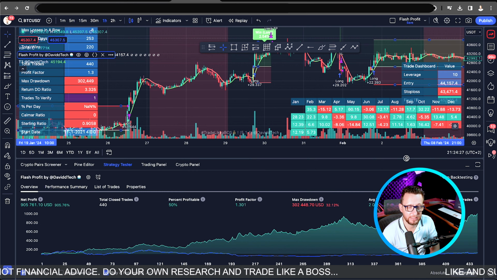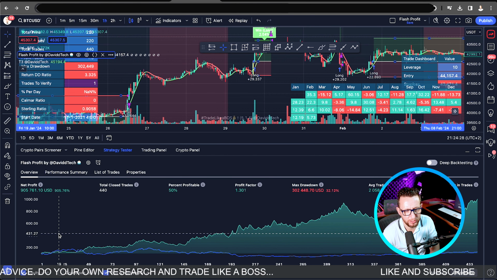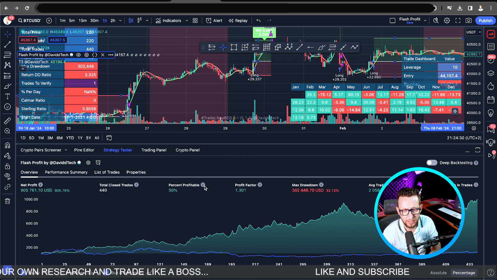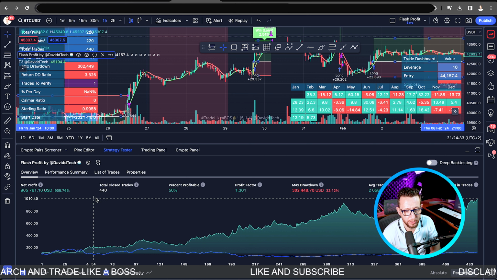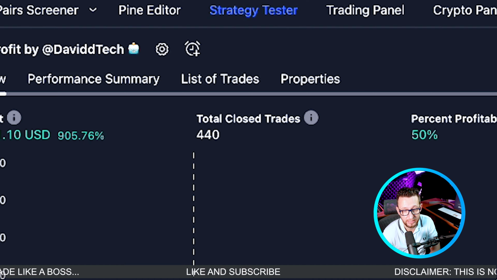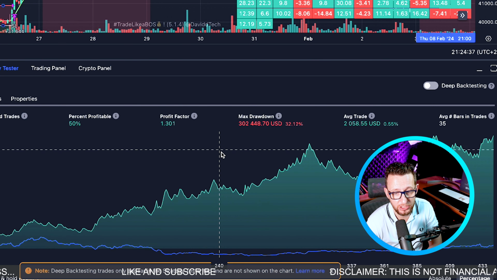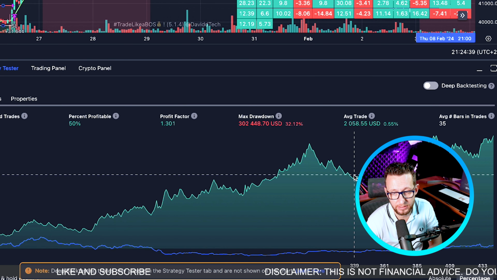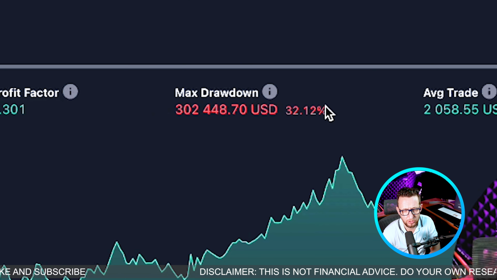Boom. Right, here are the backtesting results. Exactly as I put it earlier, these have quite a few trades. We have 440 trades. The equity curve does look a bit jagged, and there is a big dip down here. And the max drawdown was 32%.